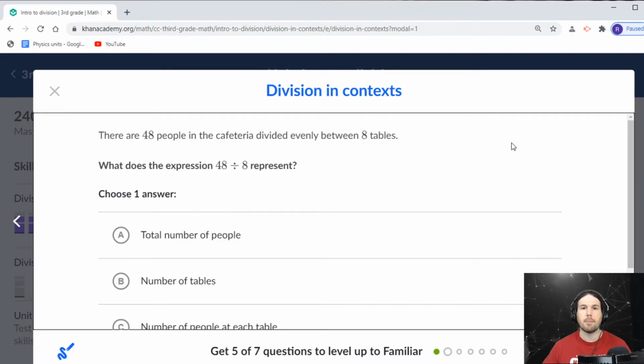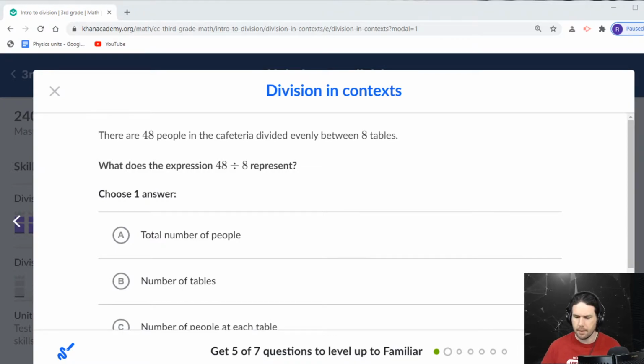There are 48 people in the cafeteria divided evenly between 8 tables. So 48 divided by 8. If I take the total number of people in the room and divide it by the number of tables, that gives me the number of people per table. And I'm actually going to hit you with a pretty advanced idea really quick. Instead of using this division symbol, I'm going to go ahead and put it in fraction notation.